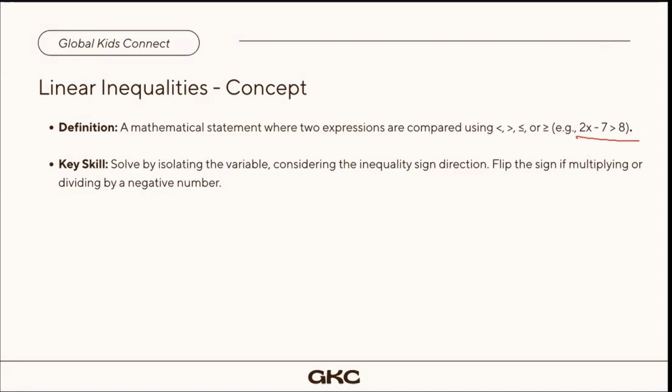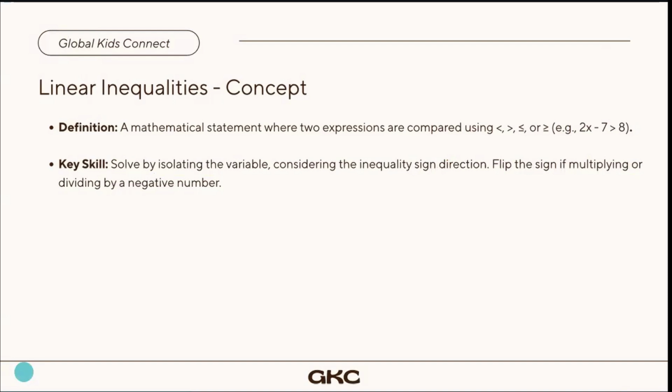These kinds of symbols can be utilized within algebraic equations as well, as you can see in this example, where 2x minus 7 is greater than 8. We'll go into detail about what this means in an example question later on. But first of all, some key skills to remember are to solve by isolating the variable, considering the inequality sign direction, and flipping the sign if multiplying or dividing by a negative number.